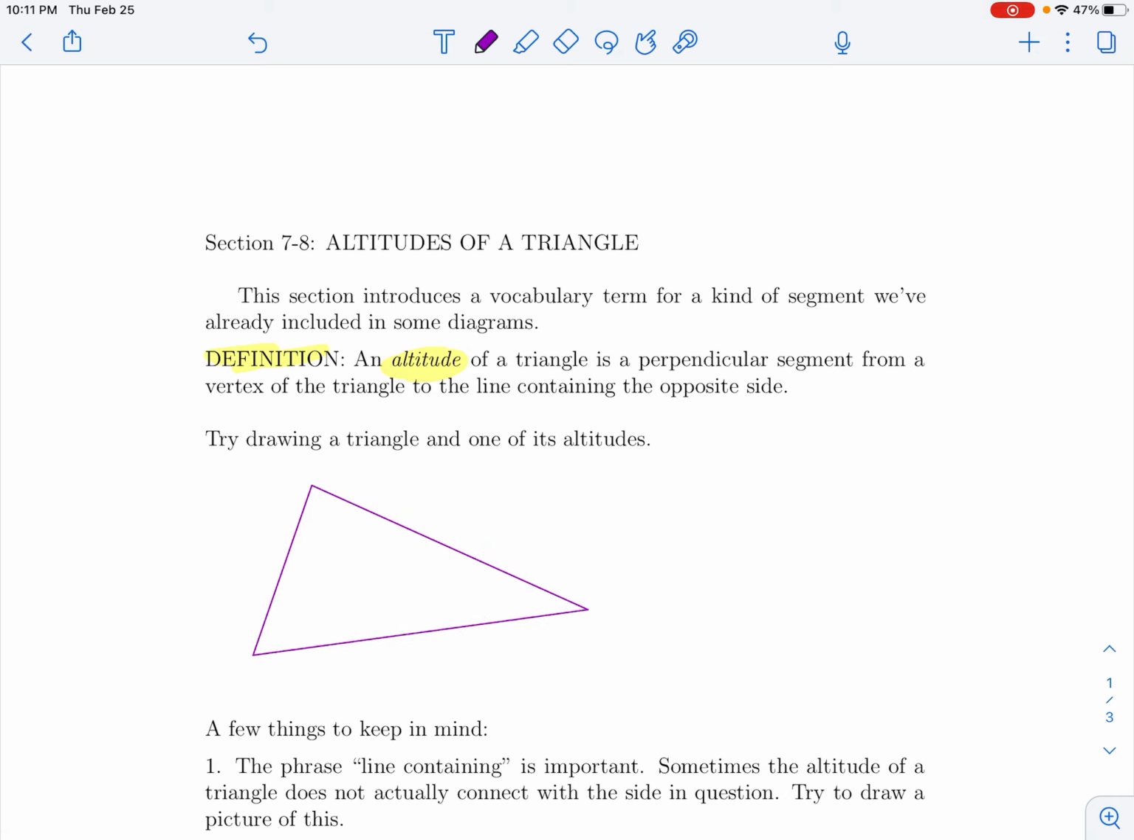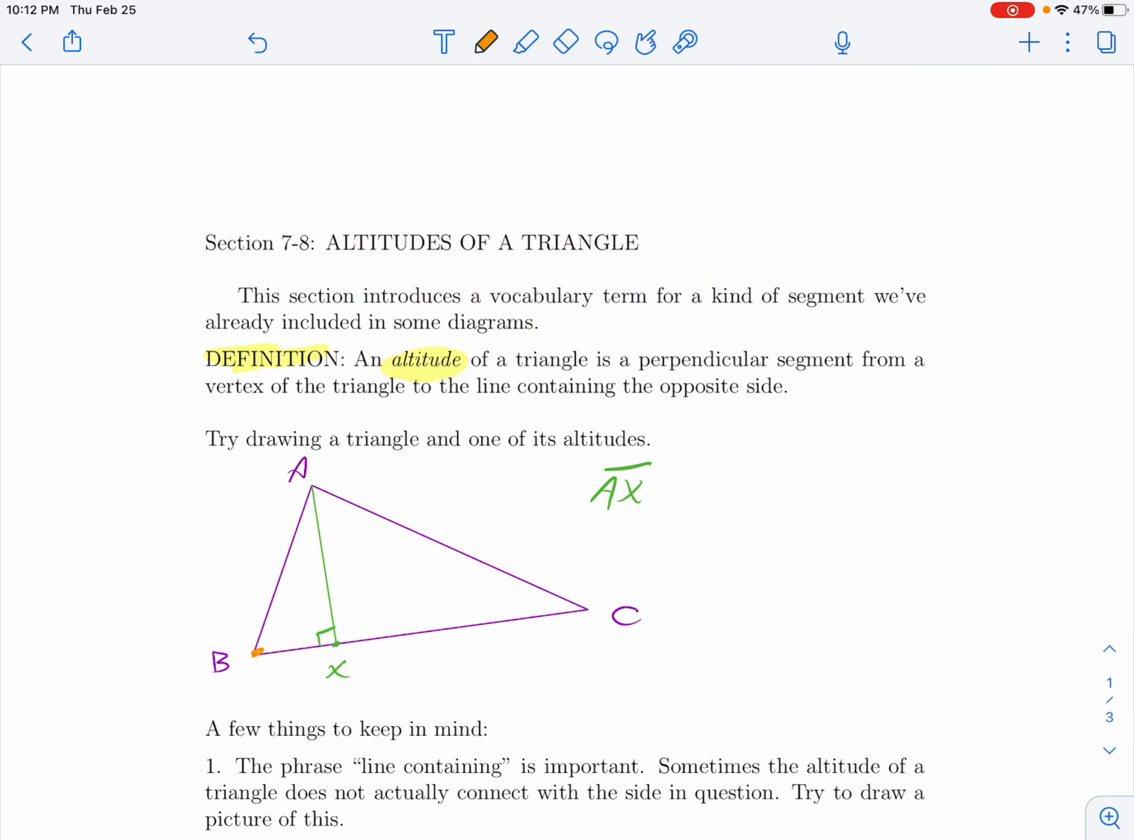So here is my triangle, and there are actually three altitudes, one from each vertex. So if I go from A, I'll do my best to get that perpendicular. So the segment AX would be an altitude. It starts at one vertex, it goes to the line containing the opposite side, and it's perpendicular.